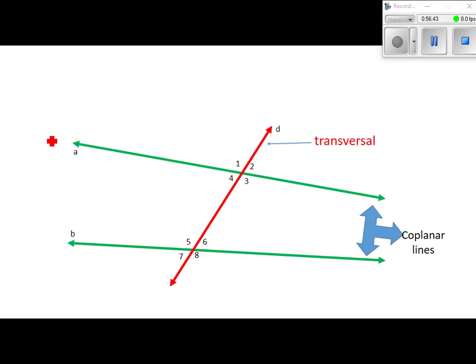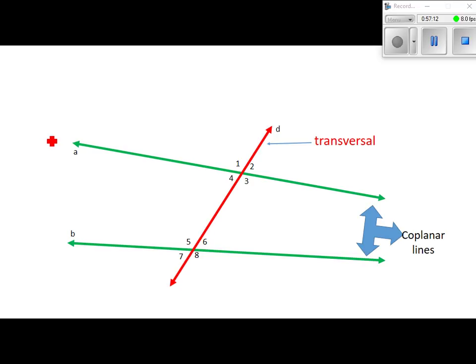Then I have this third line, and it intersects both of them. So it's got to be coplanar with them. It's got to be on the same plane, otherwise it wouldn't intersect both of them. This third line is called a what? Transversal. So this is always the transversal. Very important that you know what that line's called. It's called a transversal. When I have two coplanar lines and one transversal, how many angles are formed?